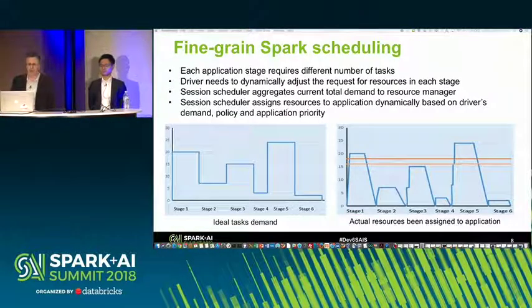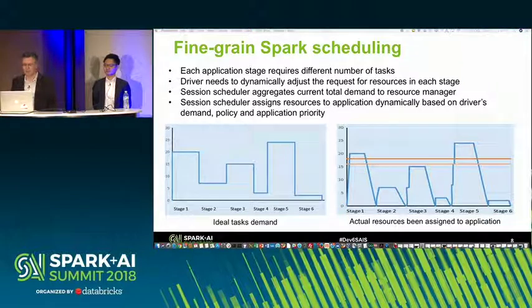So now a few words about that fine-grained scheduling. As you know, Spark basically splits the job into stages. This splitting is based not only on the application, but also on the data. So the same application running on different data will have the same stages, but the number of tasks needed in each stage will be different. So at any moment of time, the number of tasks actually needed for computation is different, and the graph on the left shows this ideal demand for the tasks.